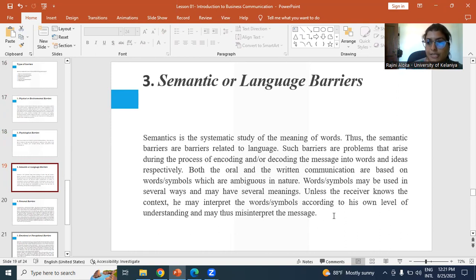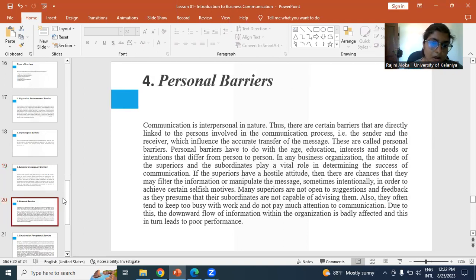So misinterpretations can happen with the word choice, or if we use, as the video said, jargons, slang words. The receiver might not understand these words, so might have a different understanding. They might mean it differently, so there might be a miscommunication. So semantic or language barriers can be barriers as well. Okay, so moving on, personal barriers.